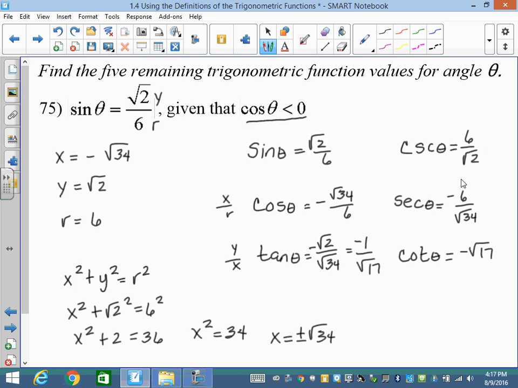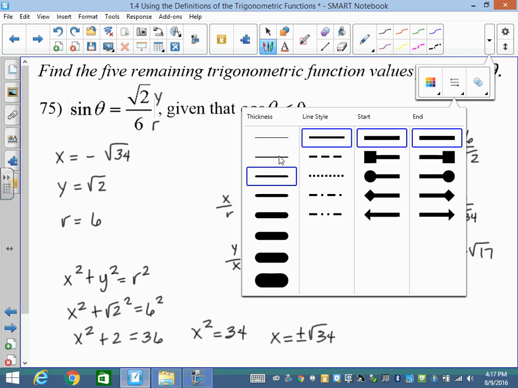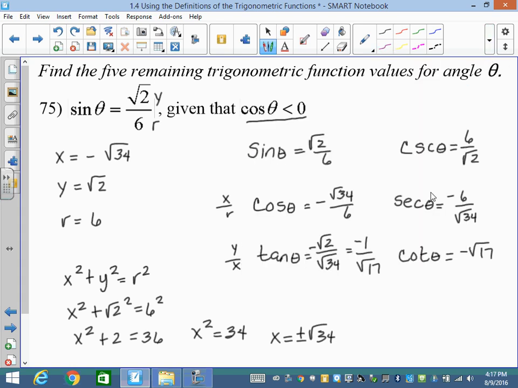Okay, I still have 3. If you got this far, if you paused and got this far, you're in good shape. But these we have to clean up. So I'm going to change colors to clean it up. Okay, so remember, you bring the radical up. So this is 6 radical 2 over 2, which will clean up to 3 radical 2.